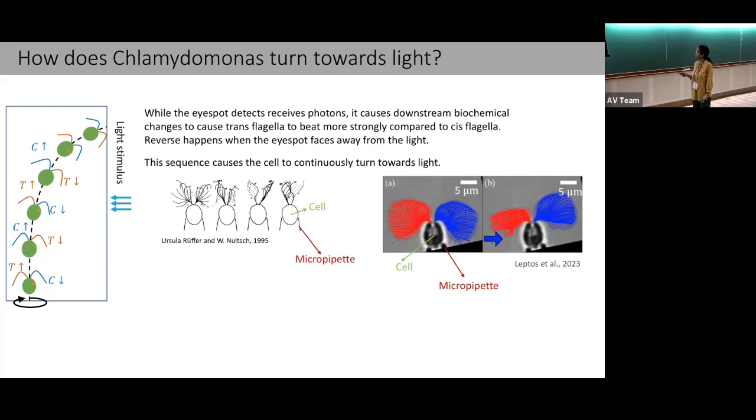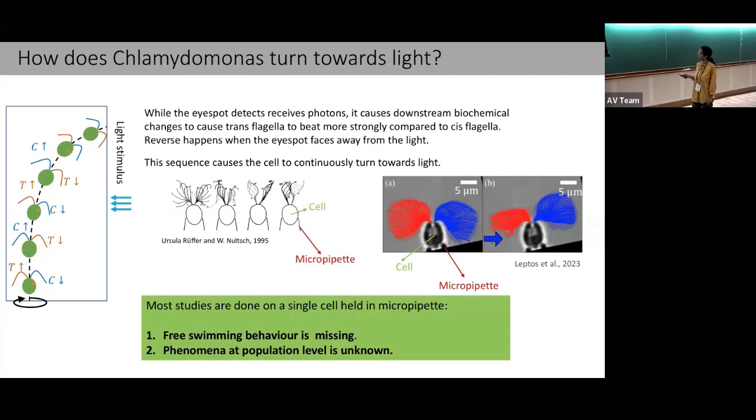In the absence of light, the two flagella are beating symmetrically, but in the presence of blue light, the beating of this flagellum is suppressed and the beating of this flagellum is enhanced. So if this cell was not held on a pipette, it would just turn towards light. Most studies related to the mechanism of phototaxis have been done on a single cell, so the free swimming behavior is missing.